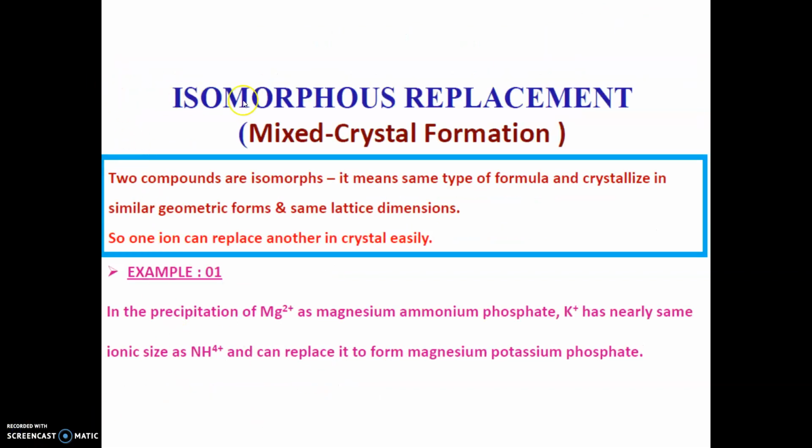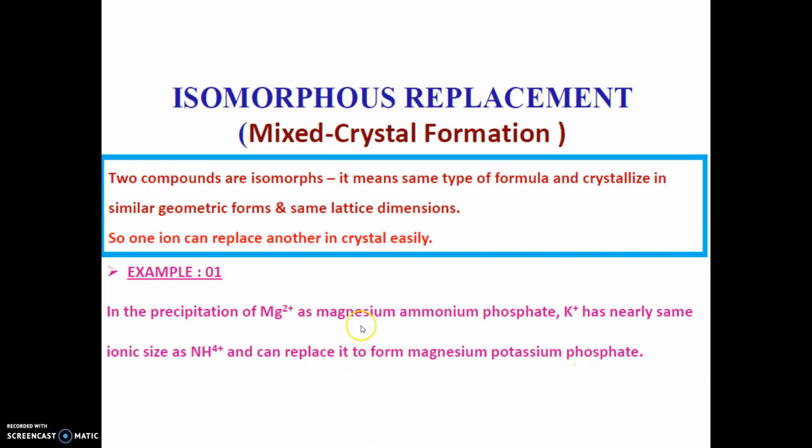Okay, and the last one is isomorphous displacement, or sometimes we call it mixed crystal formation. When two compounds are isomorphous, it means they have the same type of formula, crystalline in similar geometric form, and the same lattice dimensions. So one ion can replace another in the crystal easily. Example here, in the precipitation of magnesium as magnesium ammonium phosphate, potassium has nearly the same size as ammonium. So it can replace it to form magnesium potassium phosphate.